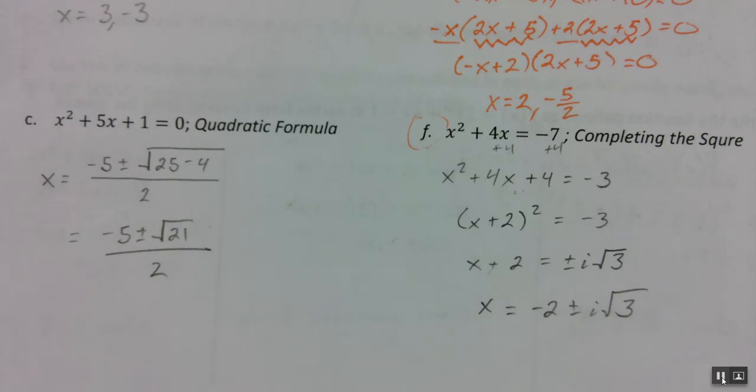Yes, sir. Wait, wouldn't that be negative 5? Because if I add 4 to each side? Why 4? Because what's b over 2? 2. Squared. Oh. Yep. Okay.